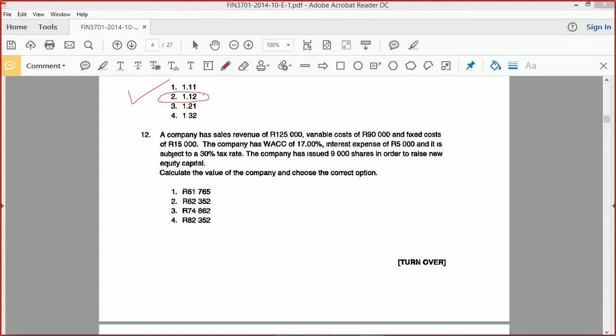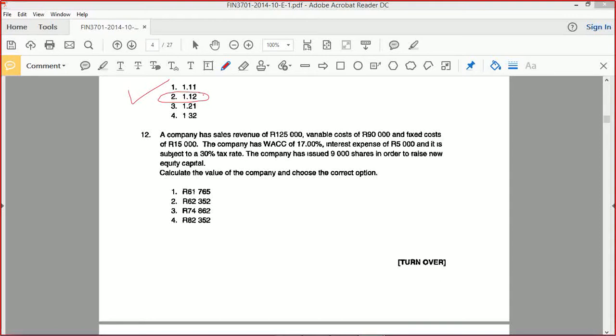I don't know what I did. That's probably why I got to the amount I did. Minus 5,000, so that's 5,000. Then the tax rate of 30%, so that's 150 Rand, so 4,500. 4,500 times 17% divided by 17% equals... No, I don't know what.